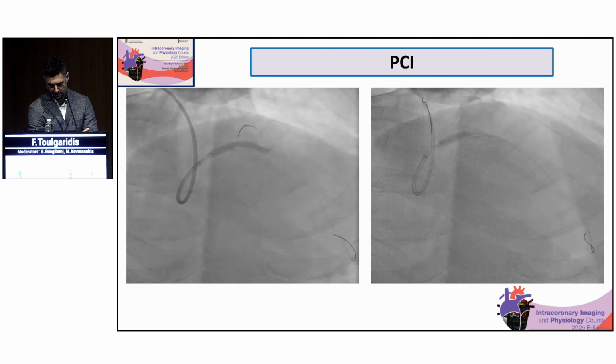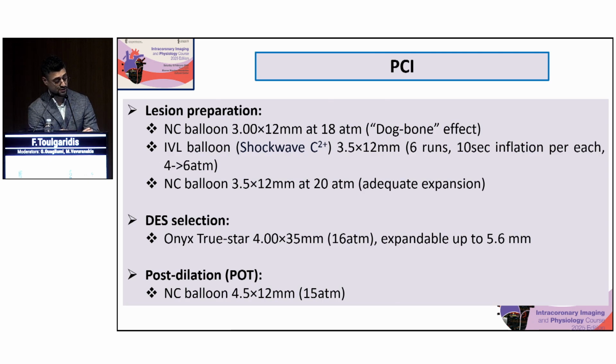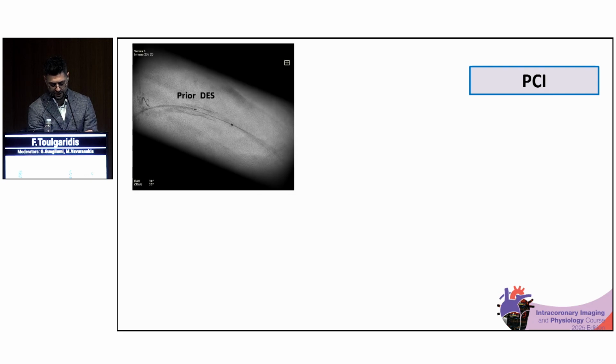So this is the POT on the right upper acquisition. This is the steps of the PCI, highlighting the case, and some images. We had to make the way because we chose the strategy to use overlap between the prior implanted stents 5 years ago and the new stent that we sized.